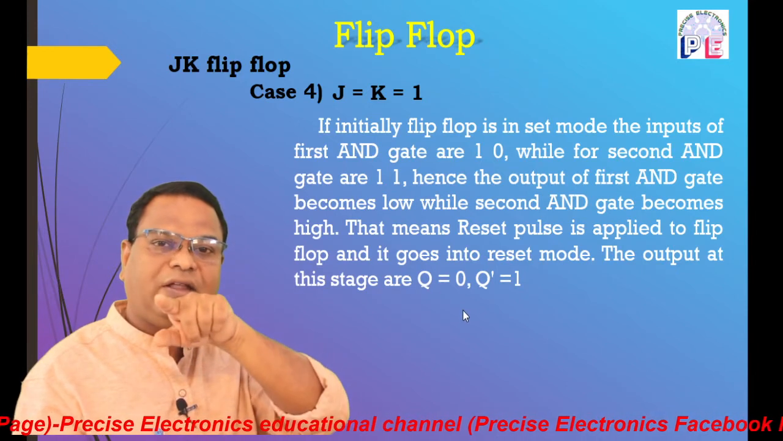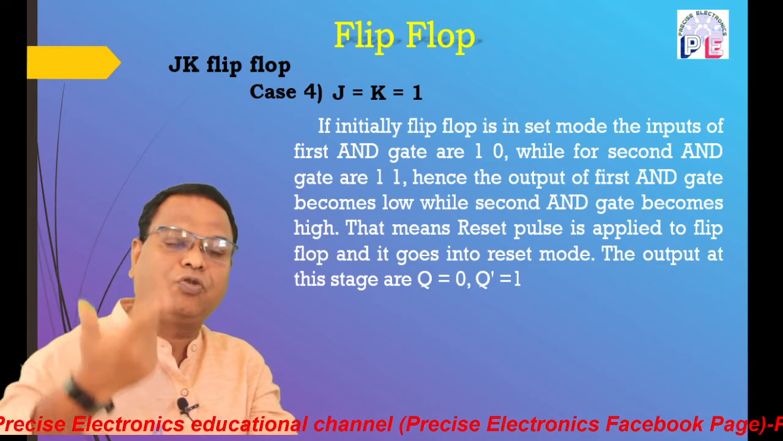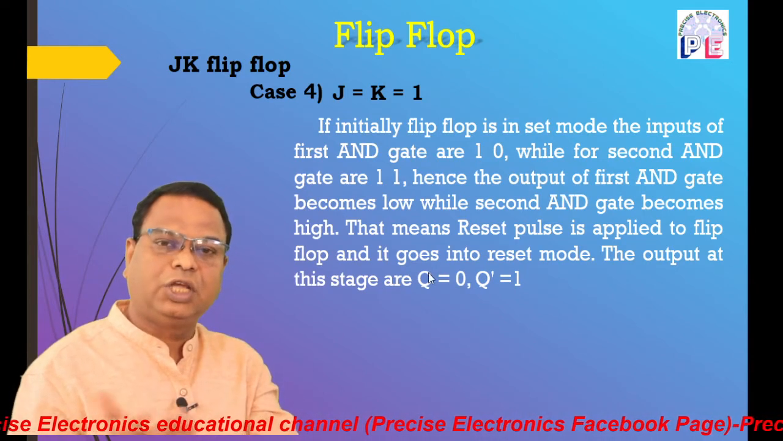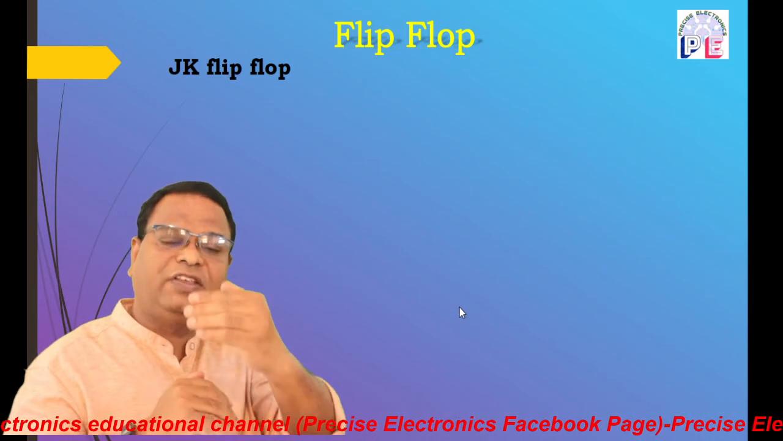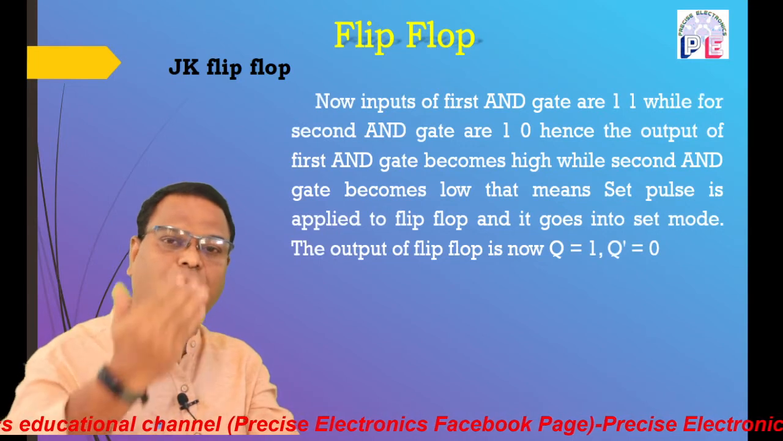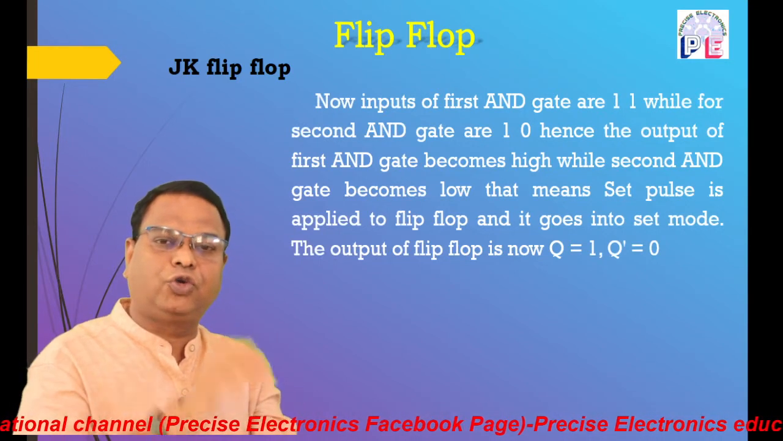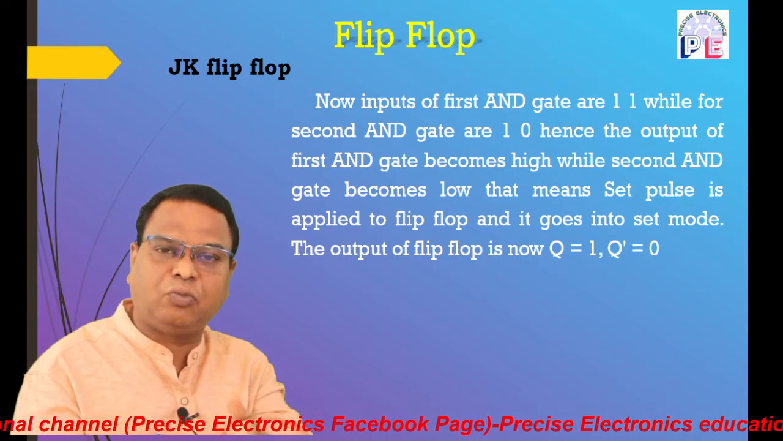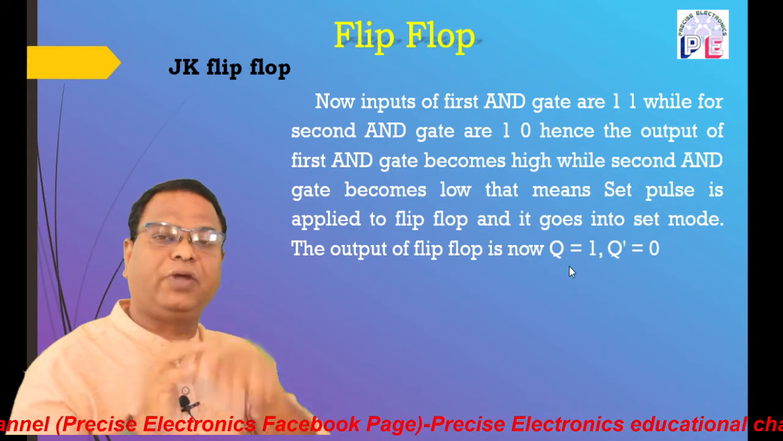So Q complement is the input that is applied to the upper AND gate. So now the inputs for the upper AND gate are 1, 1. Inputs for the lower AND gate are 0, 1. So in this case, the output of the upper AND gate now becomes 1, while the output of the lower AND gate becomes 0. That means the set pulse is applied. So due to the set pulse, the flip-flop goes into set mode. Hence the output becomes Q is 1, Q complement 0.